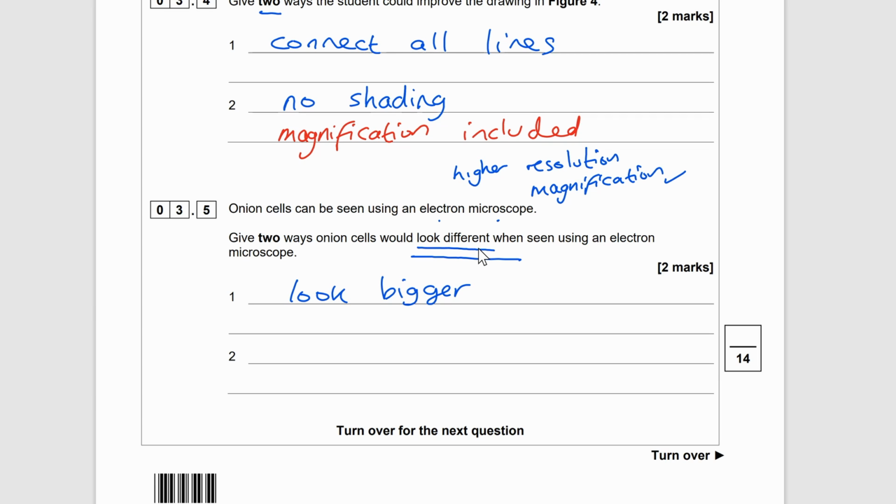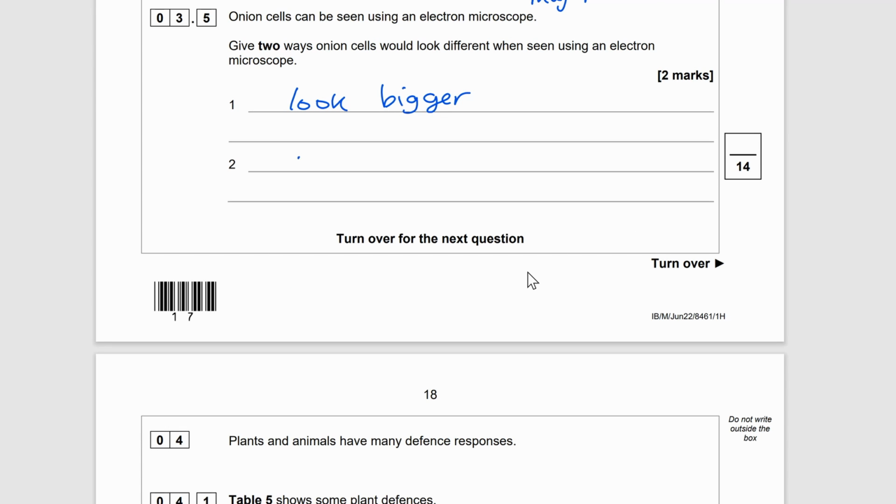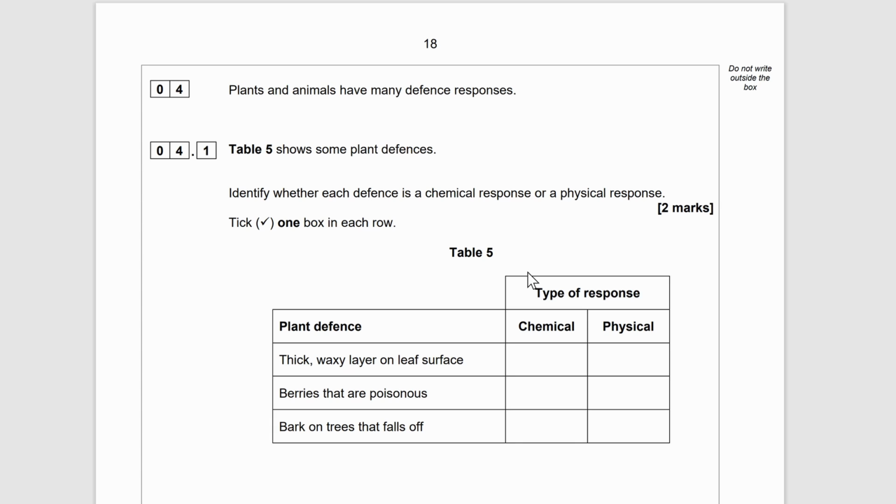But what about the resolution? Well, what does resolution mean? It means the difference between 2 points. So if you can see 2 different points easier, then that means that you have a higher resolution. This means that your image will be seen in more detail. The other difference would be that your image would be black and white, as your light microscope provides color.